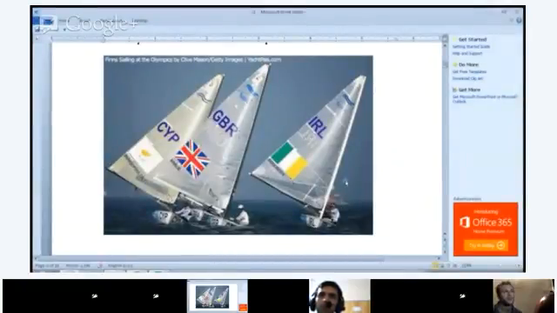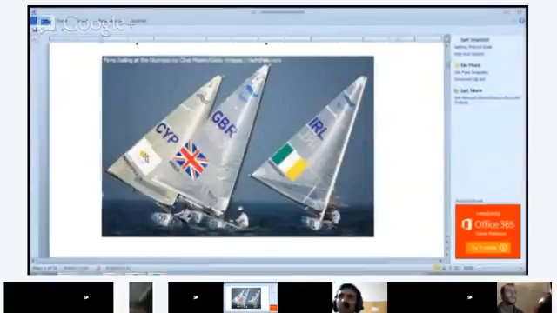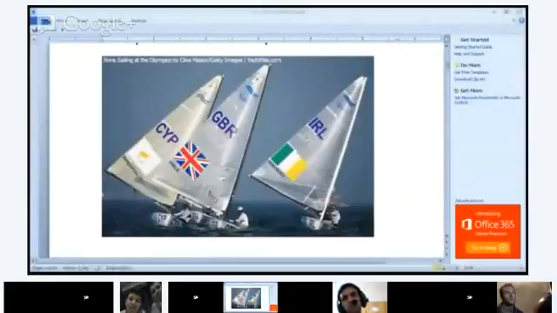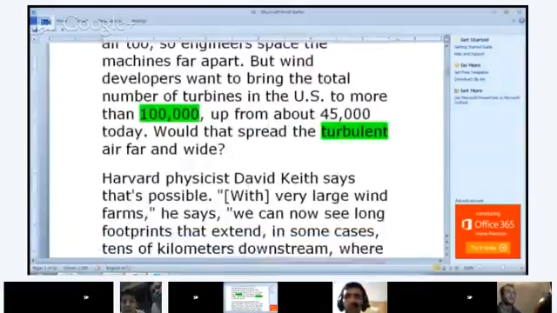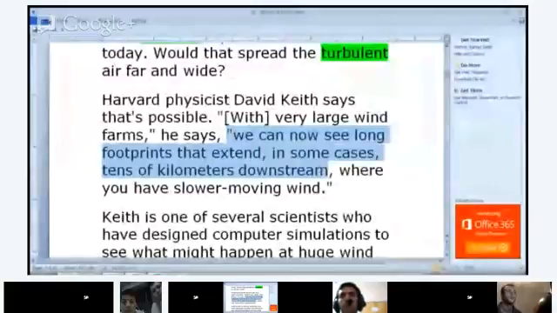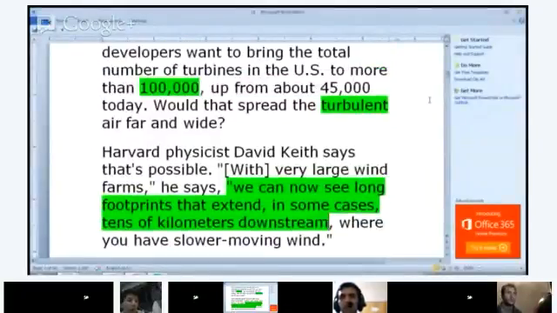If you can see my cursor, can you see my cursor, people? No, maybe not. And so you can see that the Irish sailboat is downwind of the Great Britain boat. And so maybe his wind is being blocked. And then what's the problem with big wind farms? Go ahead, please. The power is not the same, no? Because of this problem of the dirty air. Yeah.